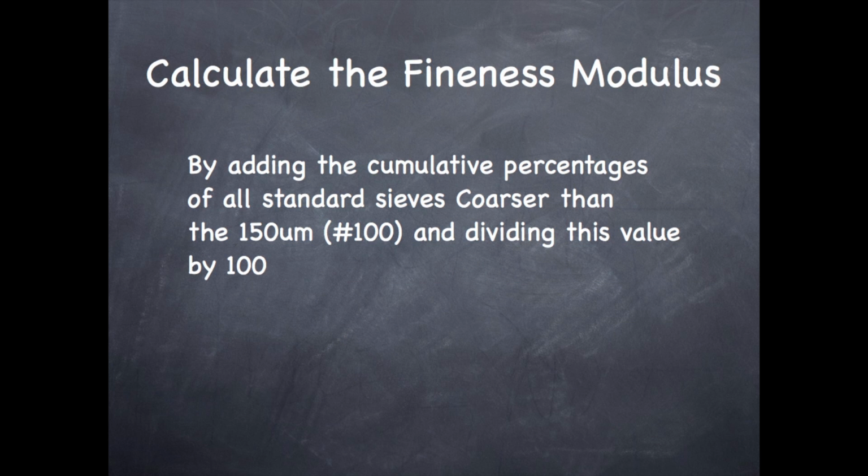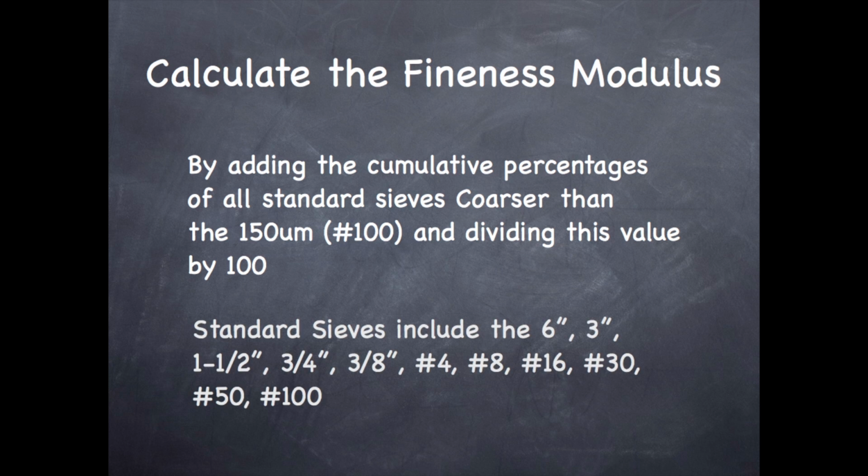Let's now calculate the fineness modulus of our sample. We do this by adding the cumulative percentages of all the standard sieves coarser than the 150 micron and dividing this value by 100. The standard sieves include the 6-inch, 3-inch, 1.5-inch, 3/4-inch, 3/8 inch, and then the number 4, 8, 16, 30, 50, and 100.